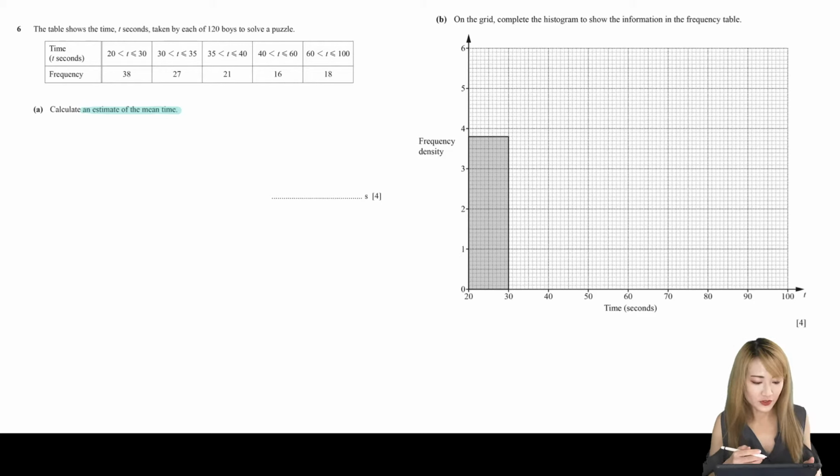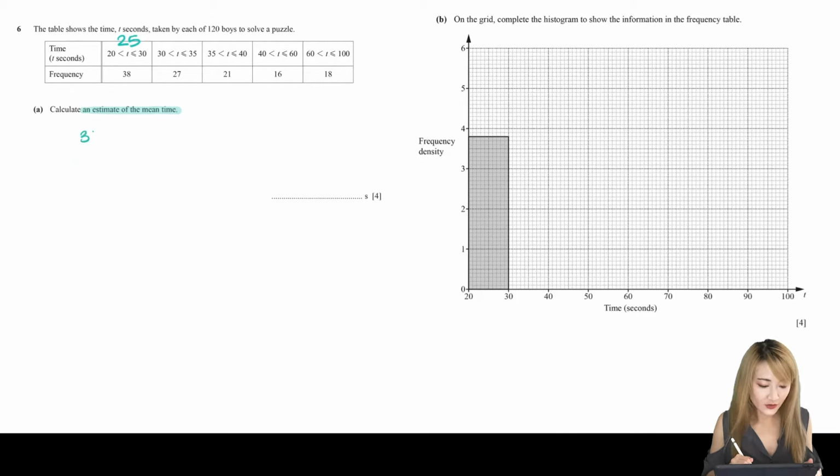For example, for the first group, for time 20 to 30 seconds, there are 38 boys, but then we don't know the exact time of the 38 boys. So when we calculate the mean, we need to take the midpoint of the group. So the midpoint of 20 to 30 is 25.